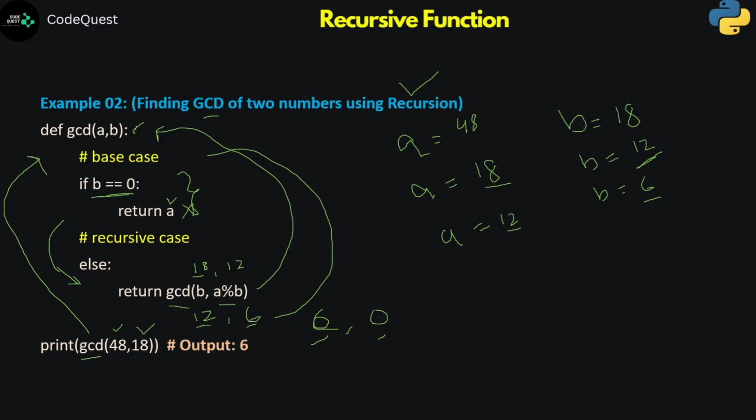I reach the beginning of this function once again. As a result, A has become 6 and B has become 0. So now when I check this base case, if B equal to 0, this has become true now. Because this is true, we are going to return A. What is the A value? That is nothing but 6. So this entire function at the end of the complete call is going to return a value, which is nothing but 6. And 6 is nothing but the GCD of 18 and 48.